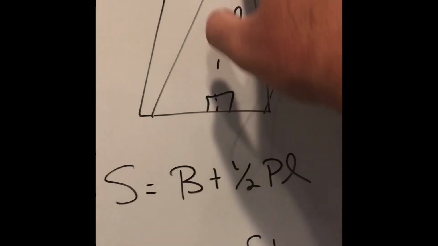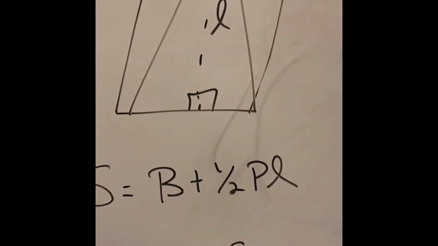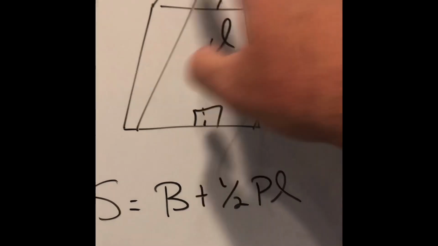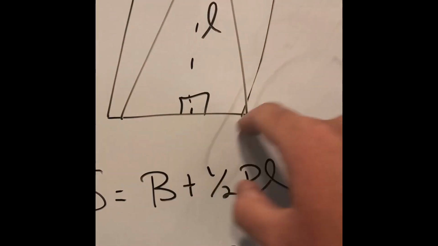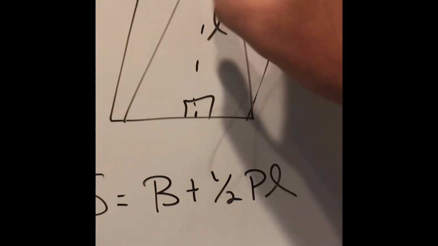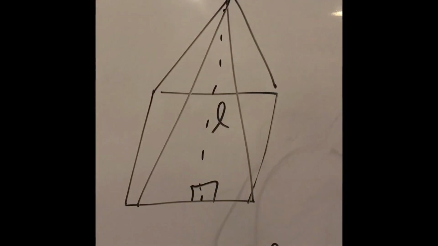The reason is, you want to find the area of one of these triangles, and that's your slant height times the base, and then take half. But you're going to have however many triangles there are sides in the base. So this has 4 sides to this base, which means there are going to be 4 triangles going around there.